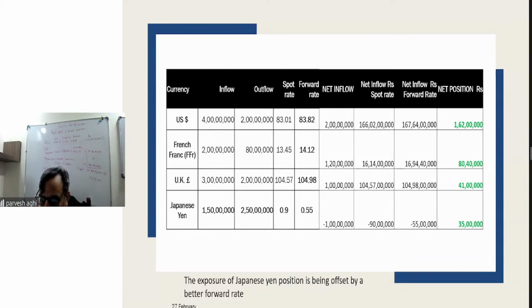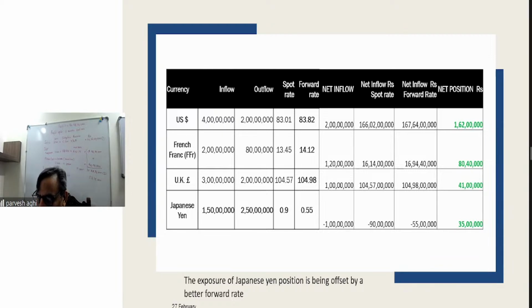French francs, again, the French franc has also appreciated from 13.45 to 14.12, and he has a net inflow which is again positive because his inflows are more and outflows are less. So his net inflow is 1 crore 20 lakhs.